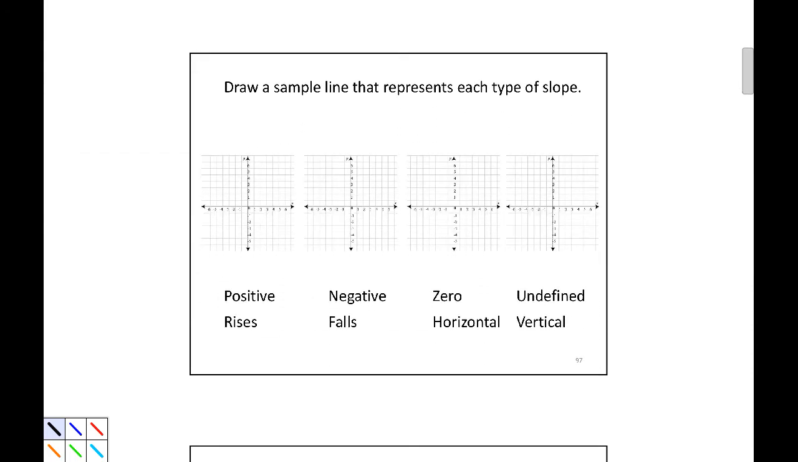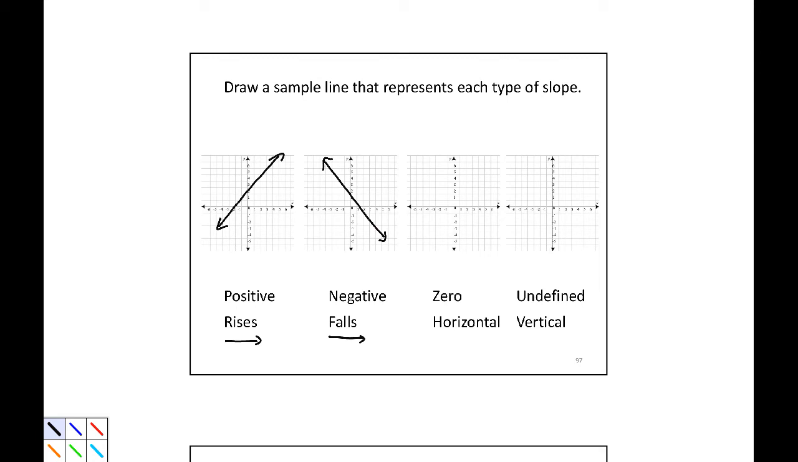So a positive slope, okay, and I'm just going to draw a line. A positive slope indicates that it rises as you go from left to right. As you go from left to right, it rises. Well, a negative slope falls as you go from left to right, so it would look something like this.